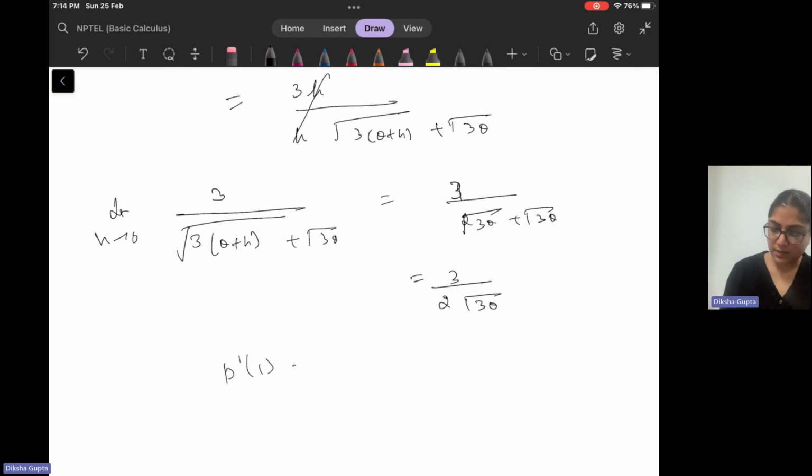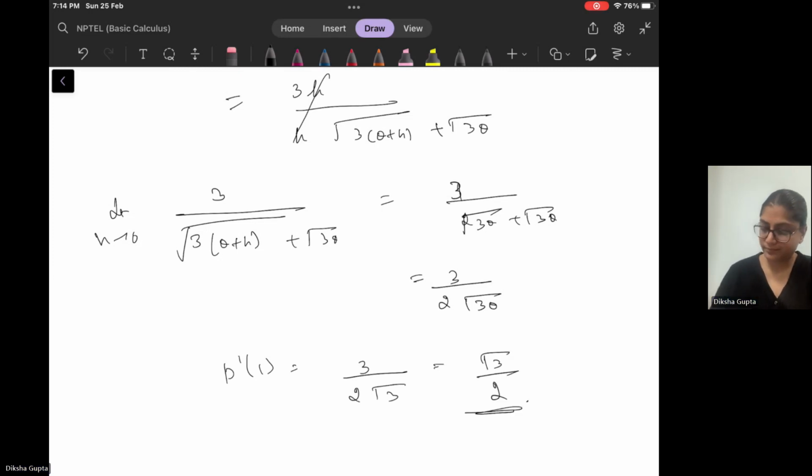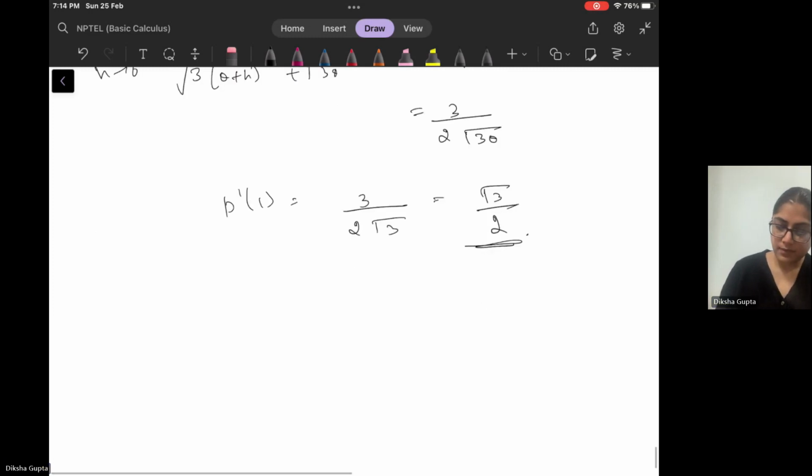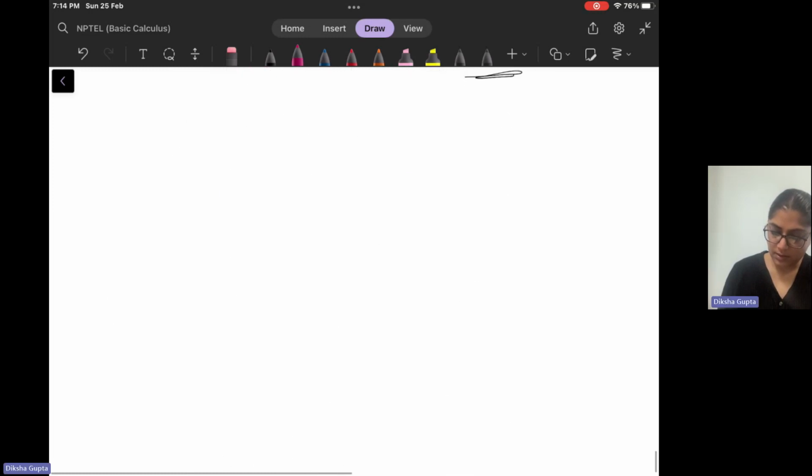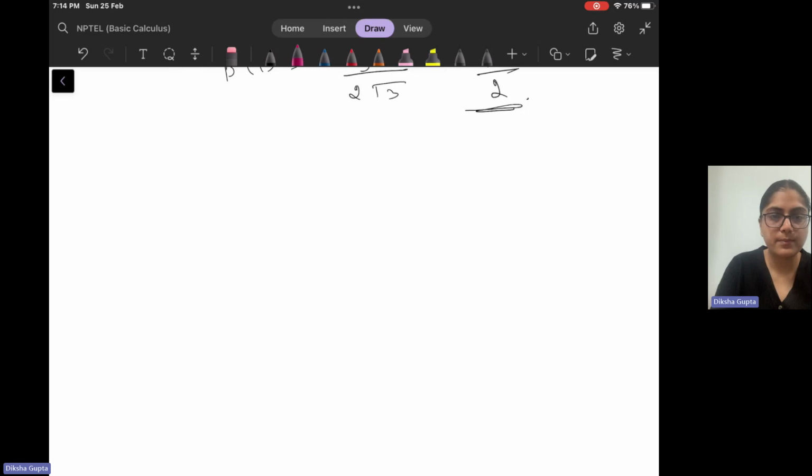So P dash 1 is 3 upon 2 under root 3, which equals under root 3 by 2, right? So this is how you can find the derivative of a function at a point using the definition. Okay, so question number 9.